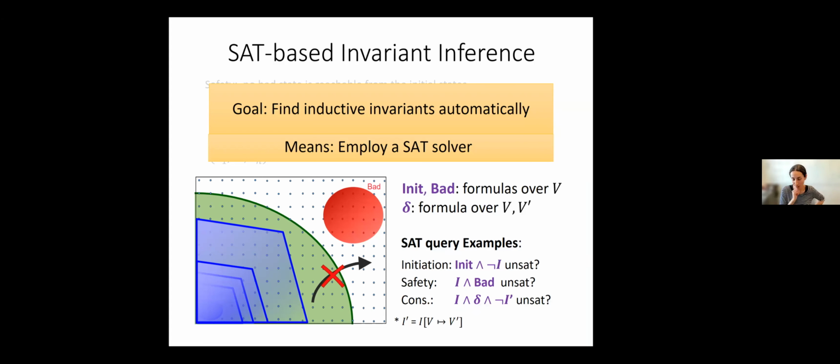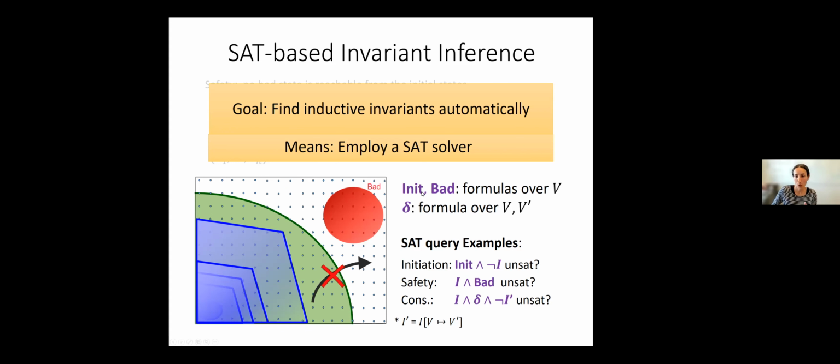Okay, so just to give a simple example of how a SAT solver can help us in the task of at least verifying that a candidate invariant is indeed inductive, the setting that we are going to look at is that the initial states, the bad states, and the transition relation are all given as propositional formulas. So we have a set of Boolean variables, and these are formulas over them. Delta, the transition relation formula, is a formula over 2 copies of the variables. The unprimed copy represents the current state, and the primed copy represents a state after a transition, the next state.